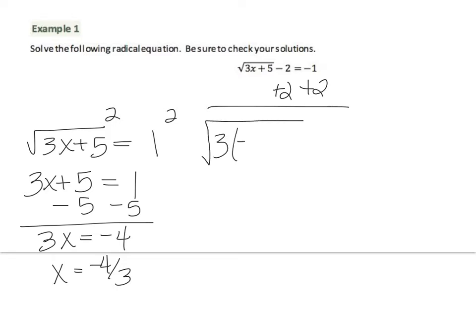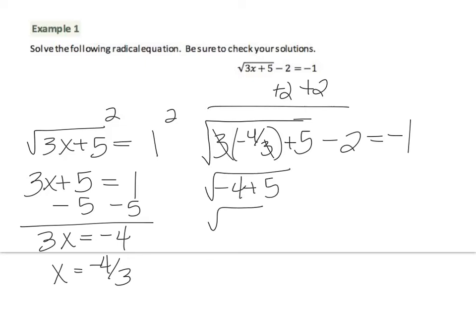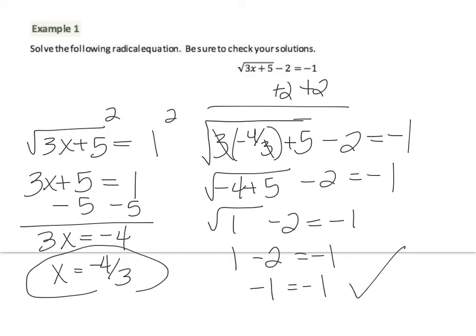3 times negative 4/3 plus 5 minus 2 equals negative 1. Here, those cancel out. I'm at negative 4 plus 5, 1. Square root of 1 is 1. 1 minus 2 is in fact negative 1. And it checks. Okay, this is in fact a solution.